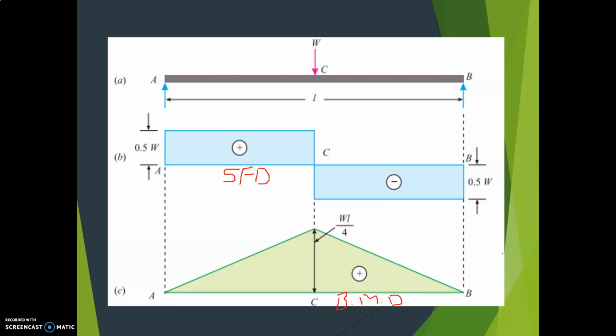In the next class, I'll consider one more derivation, when the simply supported beam is subjected to uniformly distributed load. Okay, I hope all of you understood.